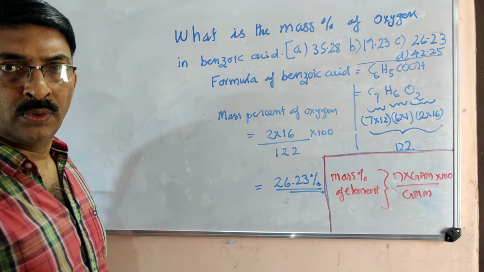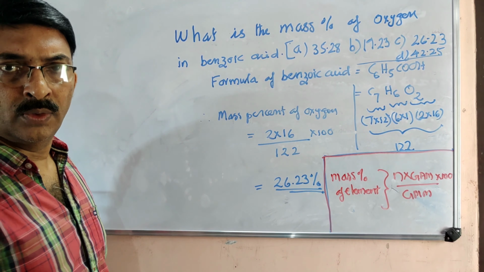From the formula, we have proved that these two ratios must be the same. So 3/2 is equal to 4/x. Therefore x is equal to 8/3. So CHx means CH8/3, which means C3H8. That is, our compound is propane, C3H8. Hope you understood this.